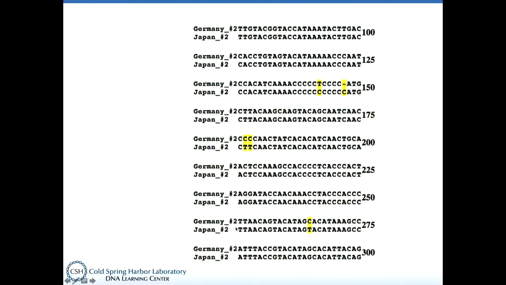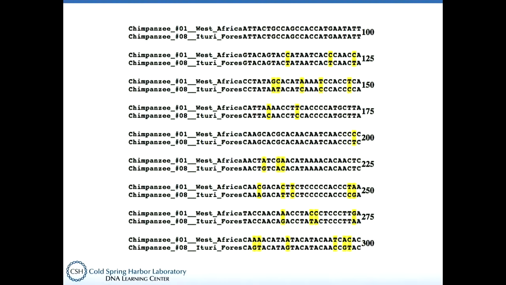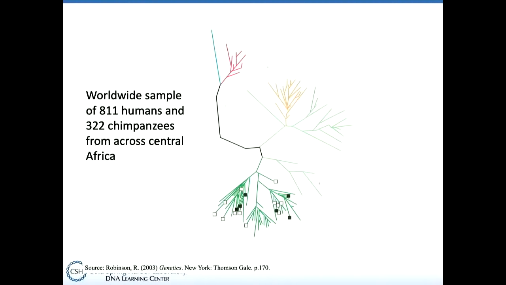And we can count the number of differences over a stretch of mitochondrial DNA, about 400 rungs of the DNA ladder long. And we can compare them also to chimpanzees. And what we noticed is that the average number of differences between any two modern humans was about 7, and the average number of differences between any two chimpanzees throughout their range was about 30. So we concluded that there is much more genetic diversity in chimpanzees than in modern humans.